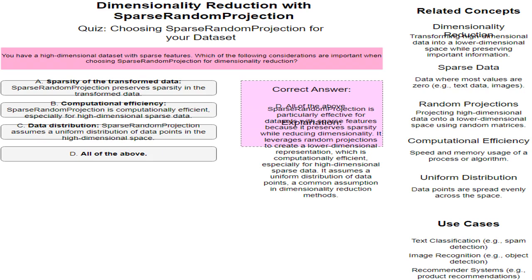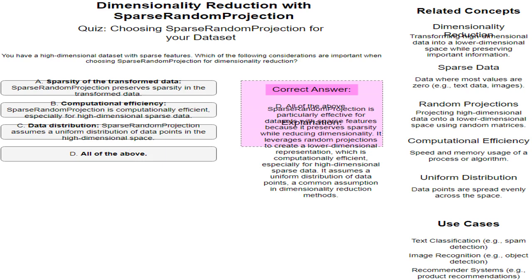You have a high-dimensional dataset with sparse features. Which of the following considerations are important when choosing sparse random projection for dimensionality reduction? A. Sparsity of the transformed data. Sparse random projection preserves sparsity in the transformed data. B. Computational efficiency. Sparse random projection is computationally efficient, especially for high-dimensional sparse data. C. Data distribution. Sparse random projection assumes a uniform distribution of data points in the high-dimensional space. D. All of the above.